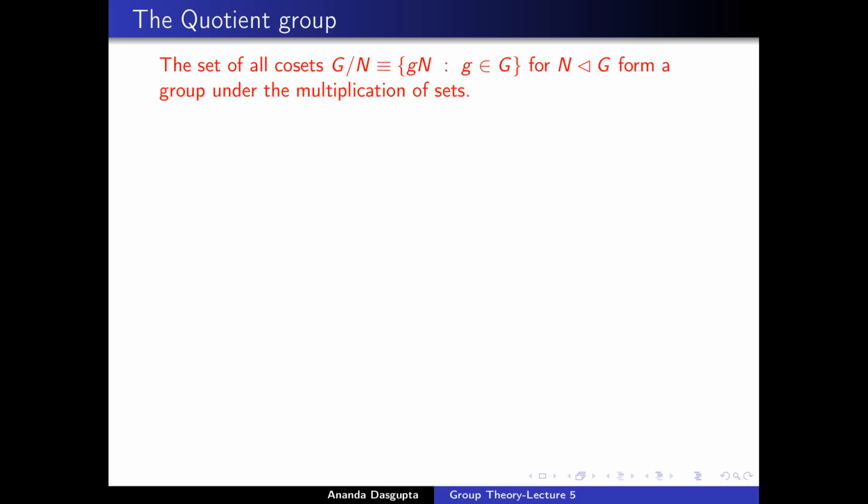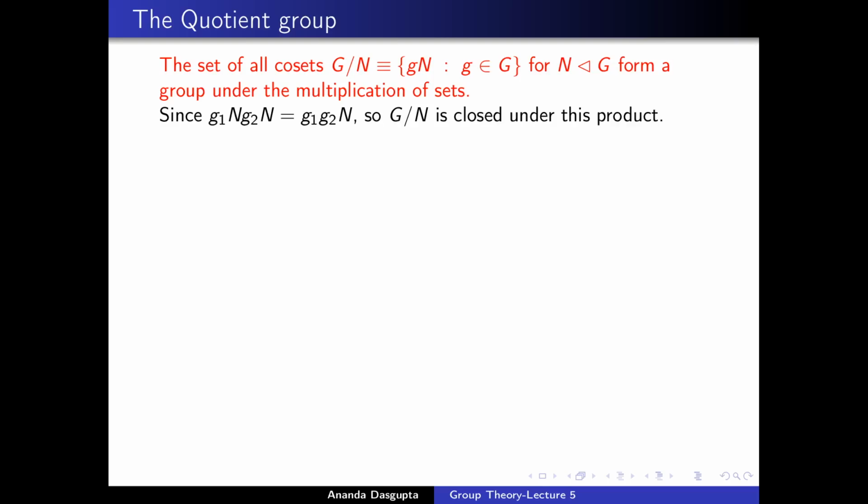Now these cosets, given that N is a normal subgroup of G, form a group under the multiplication of sets. This is my demand. So let us try to prove that that is true. Of course, this means that we have to check all the properties of a group for this particular set, and of course, using the rule that we have already imposed for multiplying sets.